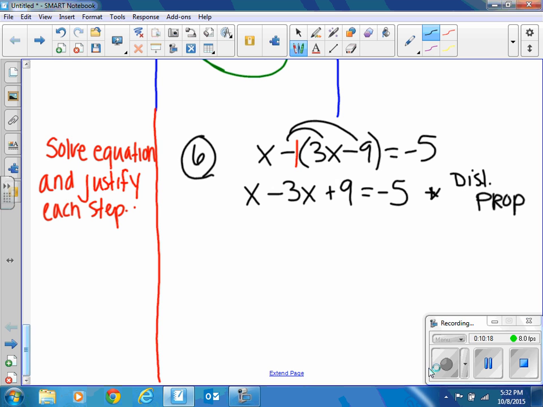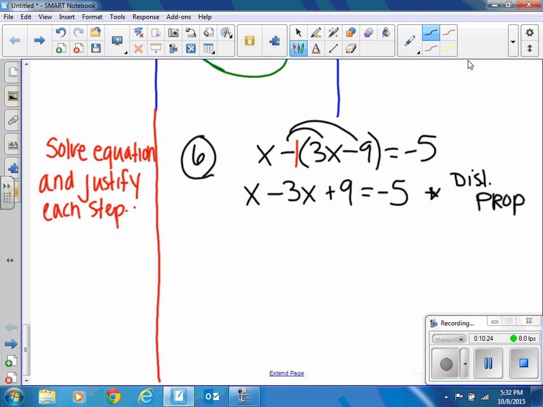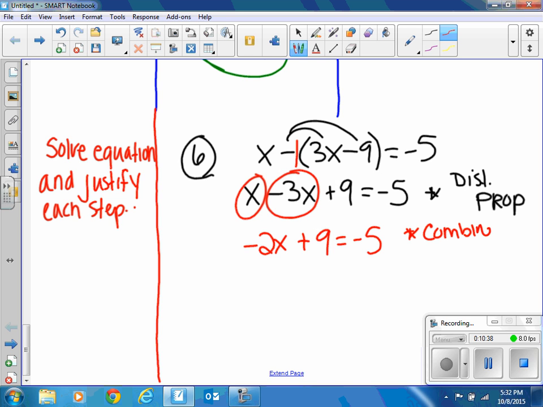Okay, so now we're going to combine like terms. We can combine our x and our negative 3x to a negative 2x plus 9, and that's equal to negative 5. Well, what's that? That is, we're just combining like terms.